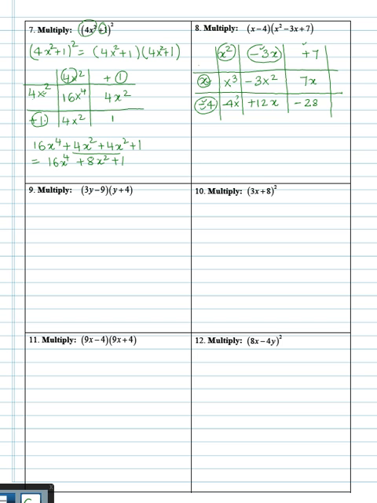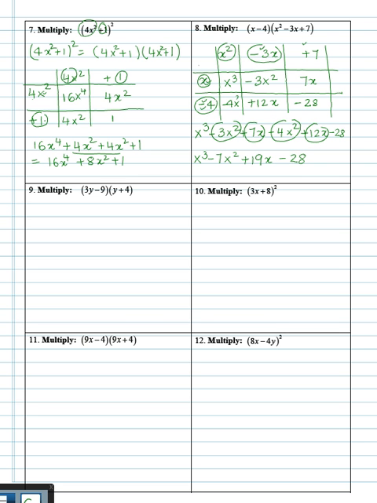Now I would go ahead and see if I have any like terms. I'm going to rewrite them. So x cubed minus 3x squared plus 7x minus 4x squared plus 12x minus 28. So when I look at it, I have x squared terms. Negative 3, negative 4 gives me negative 7x squared. 7 and 12 gives me positive 19x minus 28.